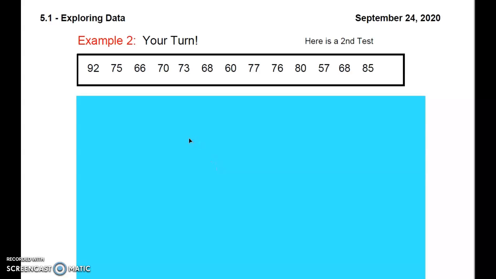All right, example number 2. So this is a second test. Now you guys try this one. Write out these numbers and again, calculate all those things, okay? Your first thing you're going to calculate is the mean, right? Then do the median, then the mode, then the range, then the outliers, okay? So calculate those, write out these numbers, and try your best to see what you guys can get.